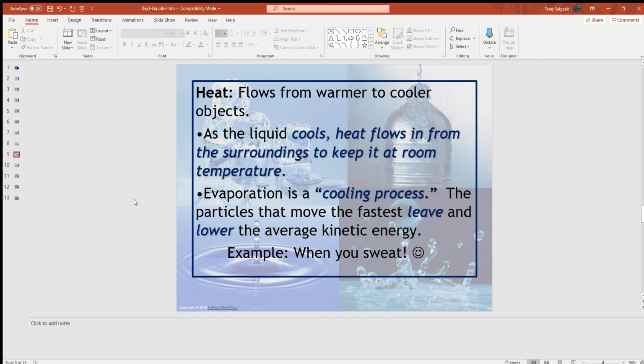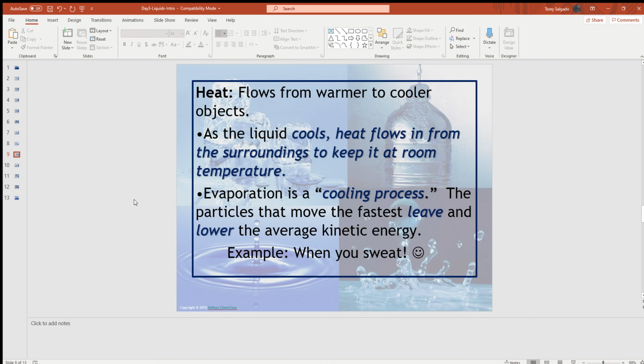So as a liquid cools from evaporation, heat flows in from the surroundings to keep it at room temperature. Okay, so evaporation is not going to happen and decrease the temperature to the point where it's going to freeze, right? It's just cooling it a little bit, and then the surrounding area is going to heat it back up again. And it's this rotation, it's this equilibrium that's happening to keep the liquid at room temperature even though it's evaporating. So because of this, evaporation is a cooling process.